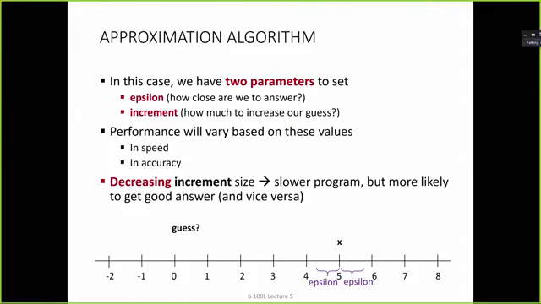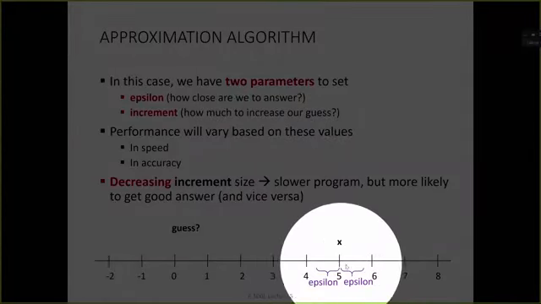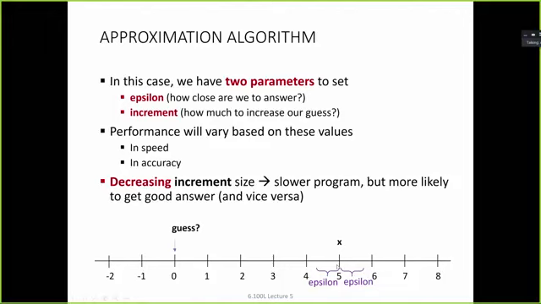So we have two parameters we actually need to set in the approximation algorithm. The first is an epsilon. So this is down here. How close do we want to be to the final answer? What's the leeway we're going to allow? And second is the increment. So how much do we want to change our guess by? The way the algorithm performs depends on the values we choose for these. Obviously, if we decrease the increment, we're going to get a much more accurate approximation, right?